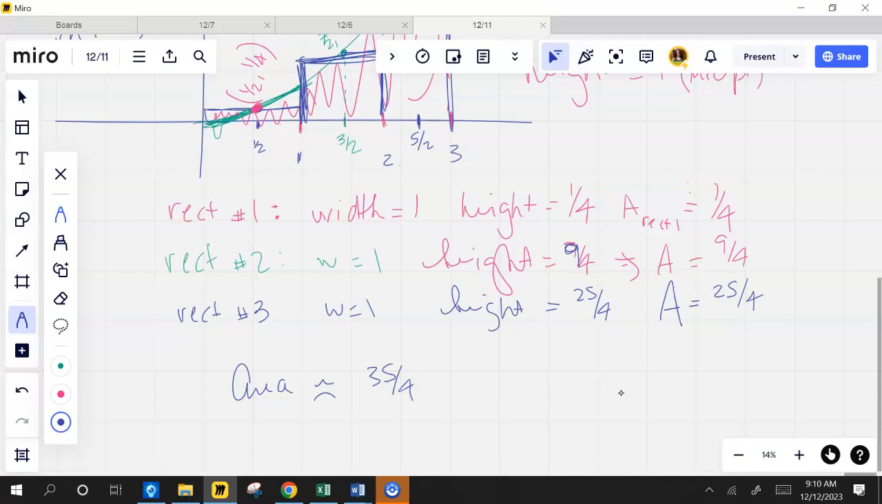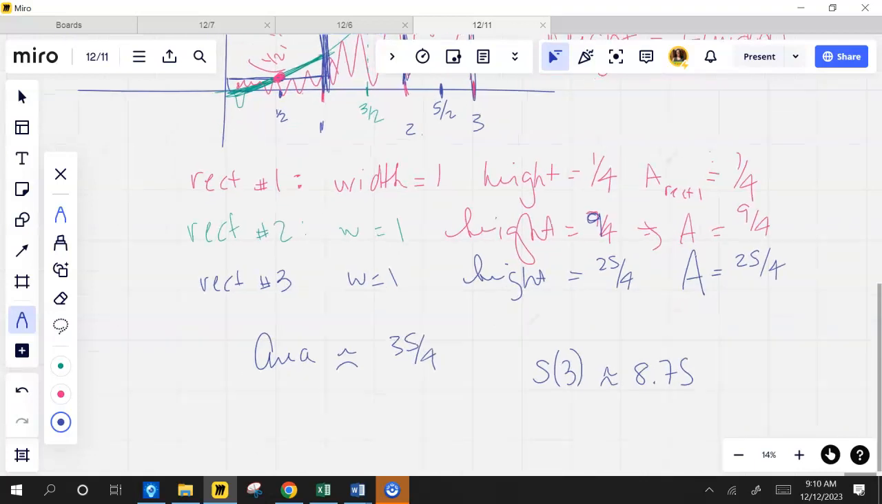So where is 8.75? Where is my bug at 3 seconds? Approximately. So S of 3 is approximately 8. Yeah, because I said between 0 and 3.